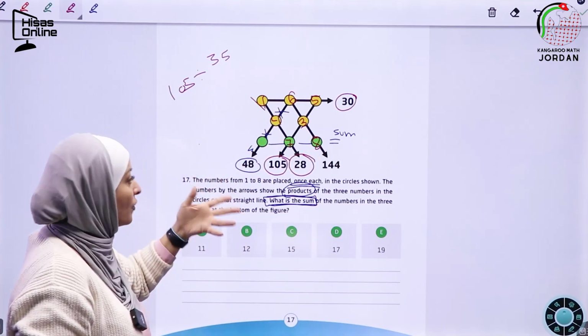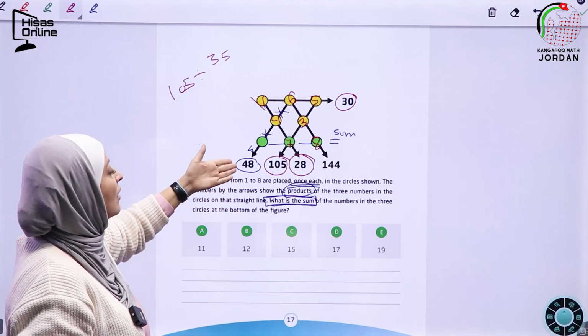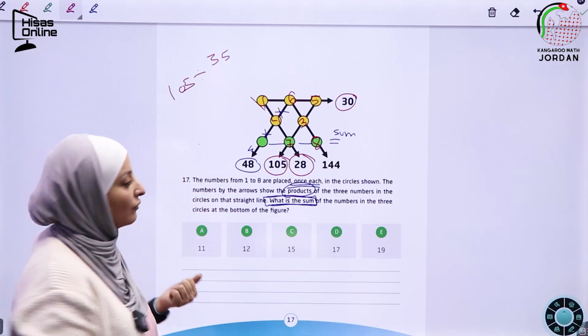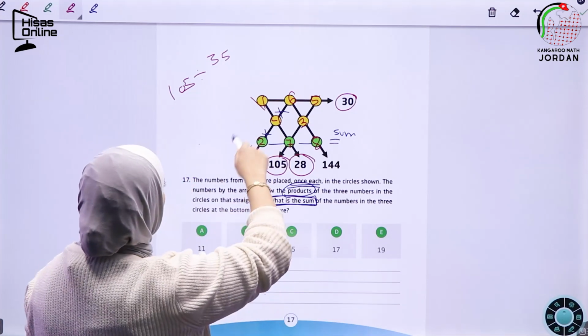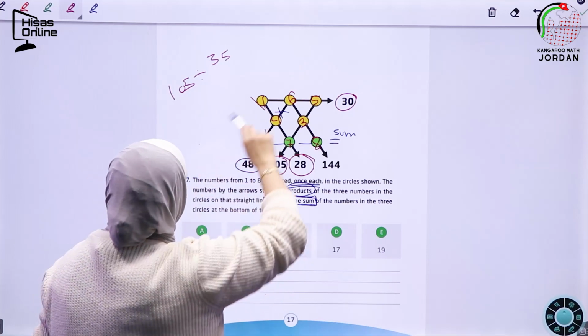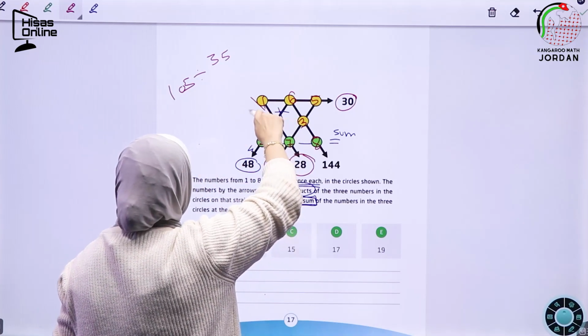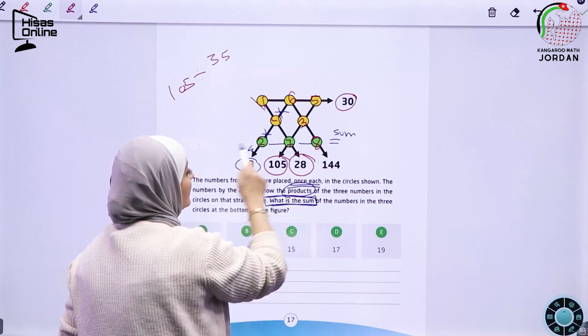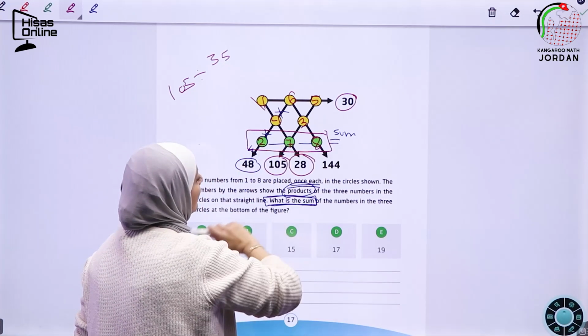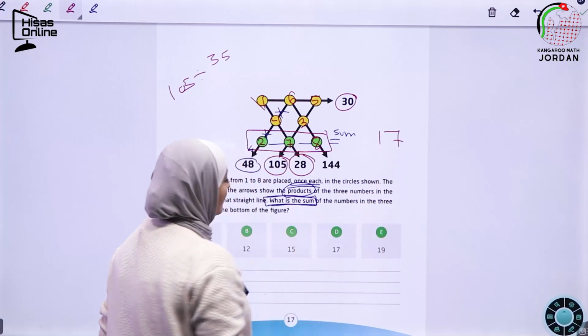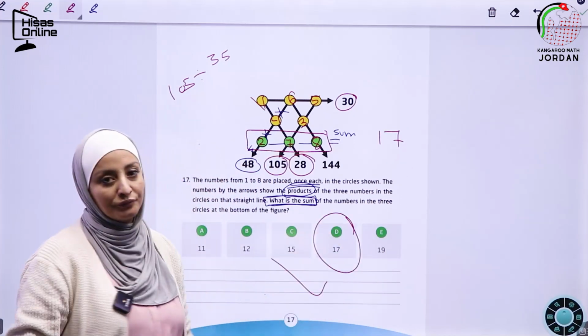6 times 4, which is 24, times what to make 48, which is 2. So this is 24 times that more. 6 times 4 is 24. Yes, times 2. Now let's find the sum just for the last row. 2 plus 7 plus 8. So it is 17. Here we go.